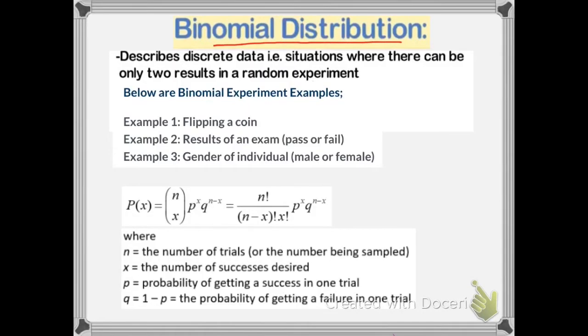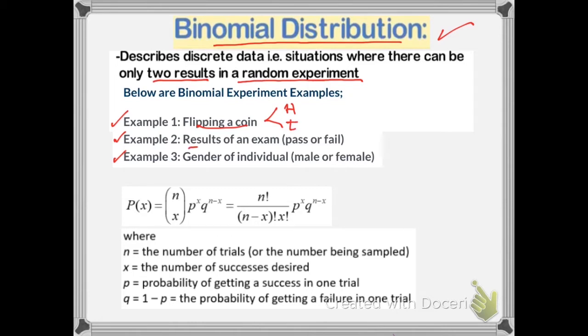Binomial distribution is a special version of the probability distribution. We use the binomial distribution if the outcomes of a random experiment are two results. Like in those examples, when you flip a coin, the result can be head or tail. Then I have here two results.